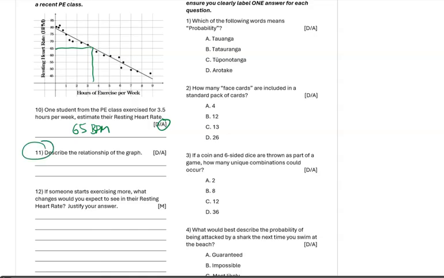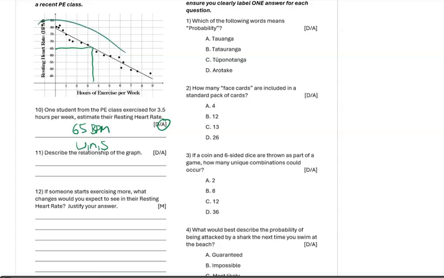So the next question is: describe the relationship of the graph. And you remember TARSOG, relationship was all about if it was weak, moderate, or strong. So let's write that down. Weak, moderate, or strong. So it had to be one of those.